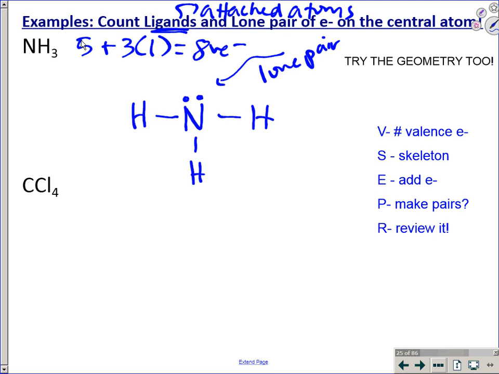I need to review and recount. So when I recount these electrons, how many do I have? 2, 4, 6, 8. Check. I'm happy because I met my initial requirement. So guys, that's the structure. Okay, let's do the next one. CCl4. You go. You can do this.